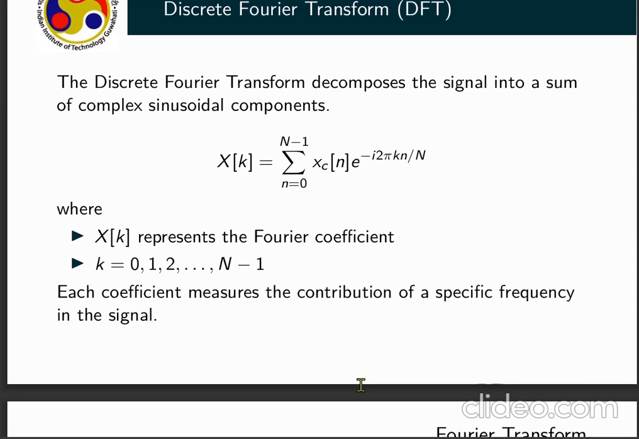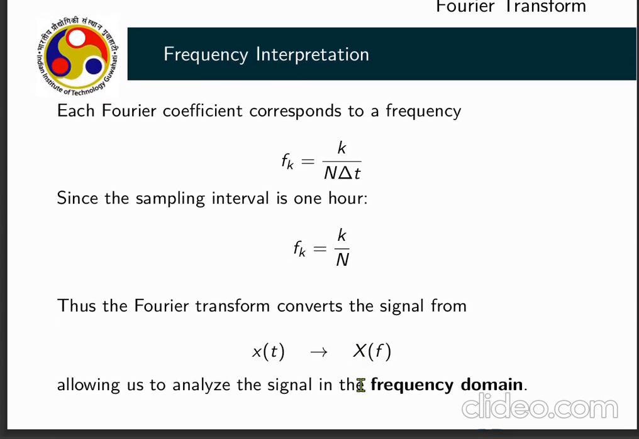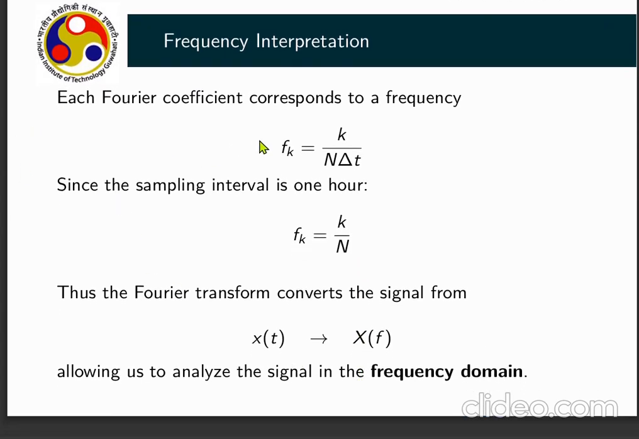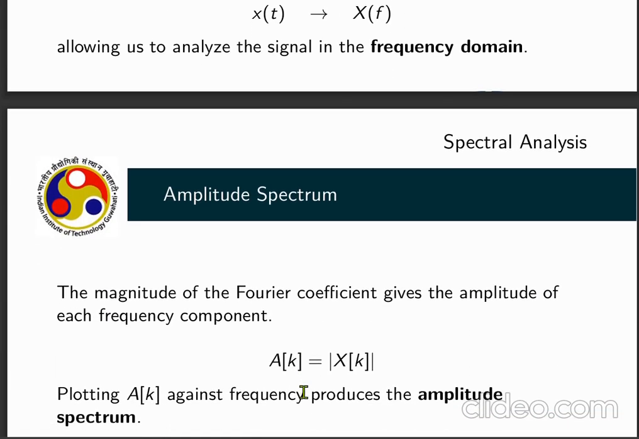In other words, instead of viewing the signal as a function of time, we can interpret it as a combination of different frequencies. Each Fourier coefficient corresponds to a frequency fk = k by N delta t. Since the sampling interval is 1 hour, this simplifies to fk = k by N. This transformation converts a signal from time domain x(t) to frequency domain X(f). This allows us to analyze which frequencies dominate the signal.